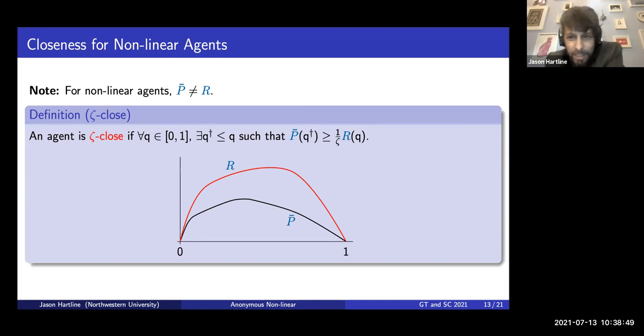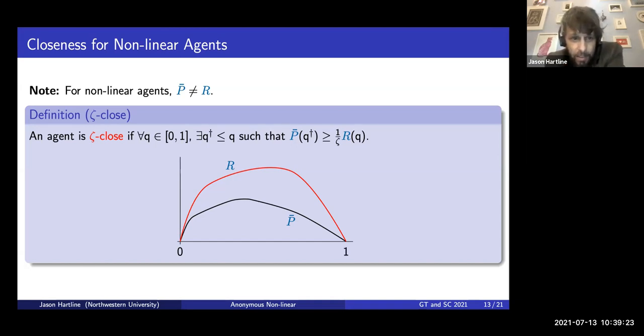Okay, so here I want to define a closeness notion. I want to define a notion of when nonlinear agents behave like linear agents when it comes to revenue curves. In particular, for nonlinear agents, as I said, the revenue curve and the concave hull of the price posting revenue curve are not equal, so they could look like this. I've drawn here with the red and the black curves.